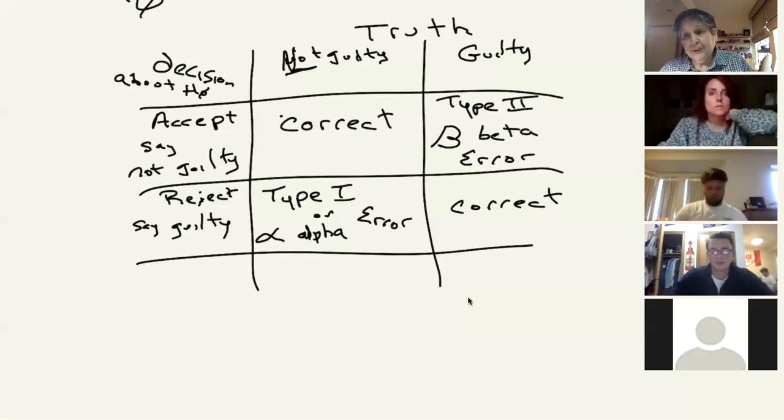Saying somebody's guilty when it's a capital crime and they weren't guilty, that's a tragedy, right? Okay, so let me apply this now to the therapy idea.